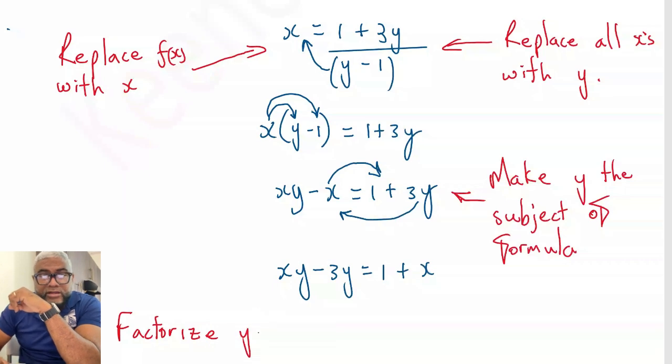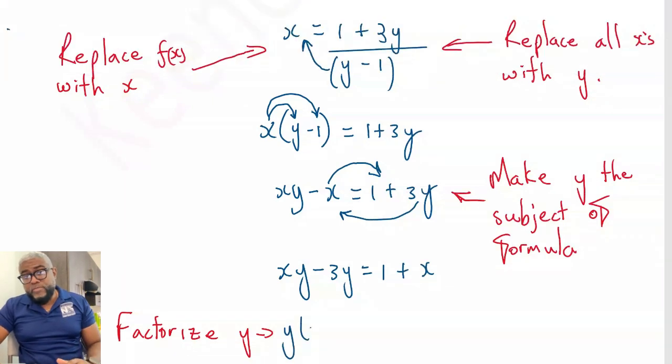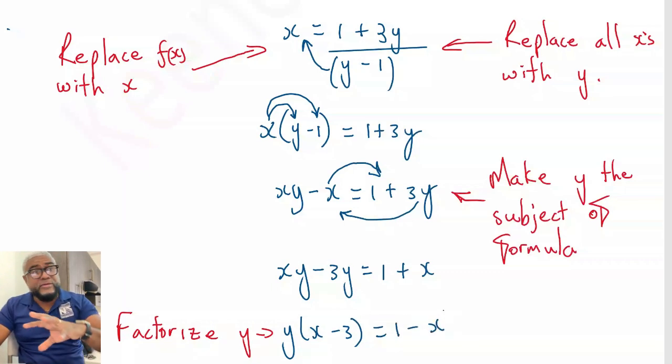Right? So this is how it's going to look. We're going to factorize y, which means you want to pull out y. So you'll have y open brackets x minus 3 is equal to 1 minus x. We take out the y: xy leaves me with x, and minus 3y leaves me with minus 3. I put that in brackets.